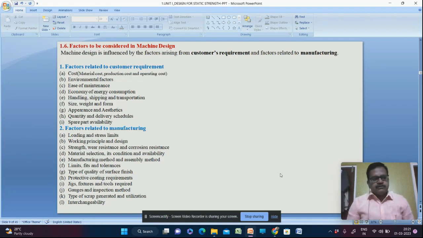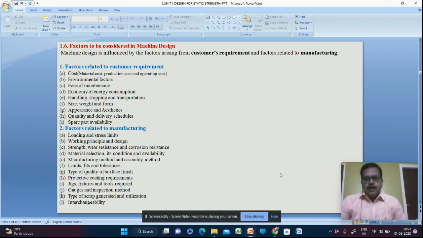Related to the manufacturing, limits, fits and tolerances. Limits are the maximum and minimum dimensions of a product which is manufactured. The minimum and maximum sizes of a product are determined for several reasons.